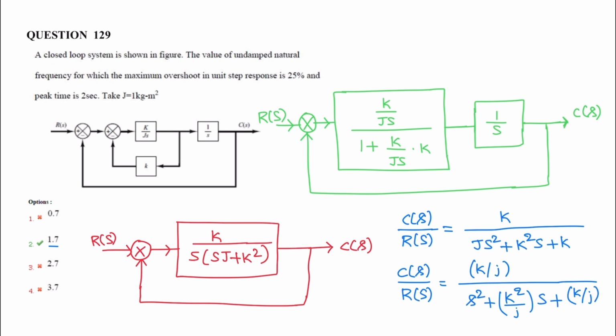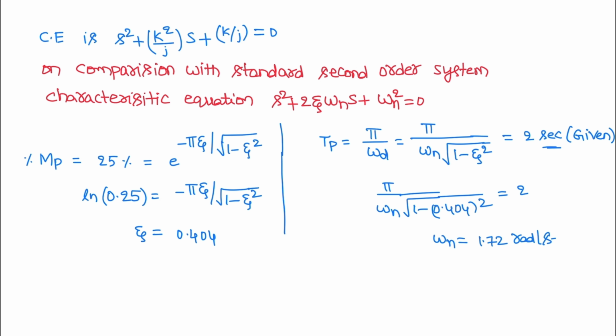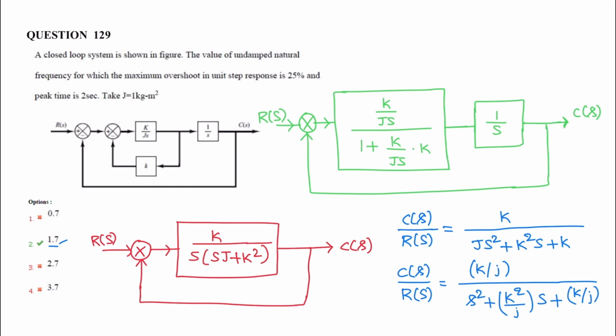Also in the question they have given that the maximum overshoot for the unit step response is 25%. So the maximum overshoot is e power minus pi zeta by square root of 1 minus zeta square, into 100, equal to 25%, that is 0.25. From this, the damping ratio zeta is 0.404. The peak time is 2 seconds, that is pi divided by omega n square root of 1 minus 0.404 square, equal to 2. From this omega n is 1.72 radian per second. The correct answer is option 2.